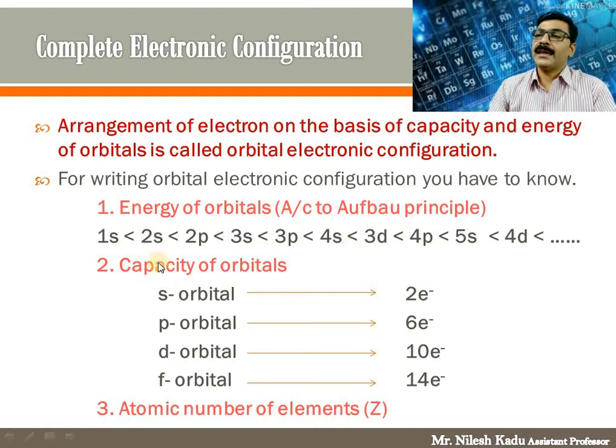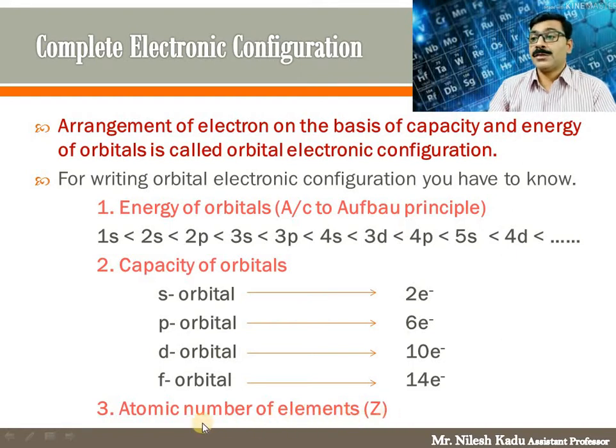Now the second thing, the capacity of orbital, you have to know, and we know that s orbital has 2 electron capacity, p orbital has 6 electron capacity, d orbital has 10 electron capacity, and f orbital has 14 electron capacity. And if you remember the capacity of orbital, then you can easily write the orbital electronic configuration or complete electronic configuration. And the third thing is you have to know the atomic number of the element.